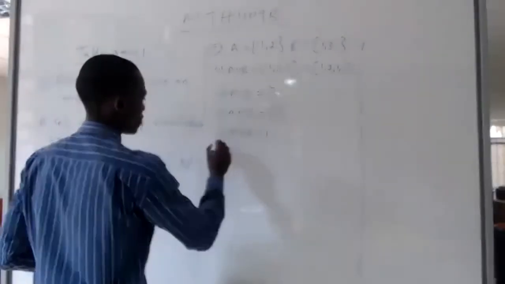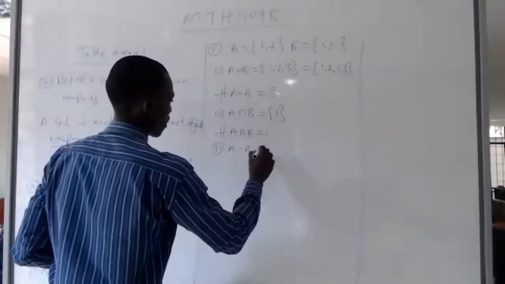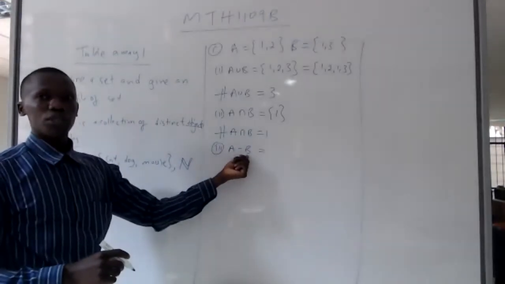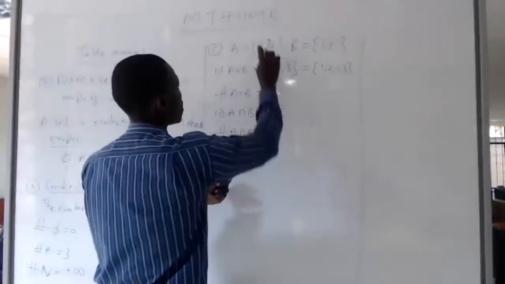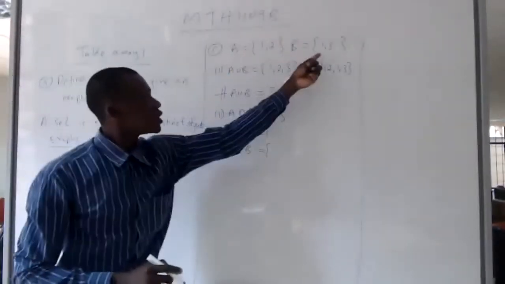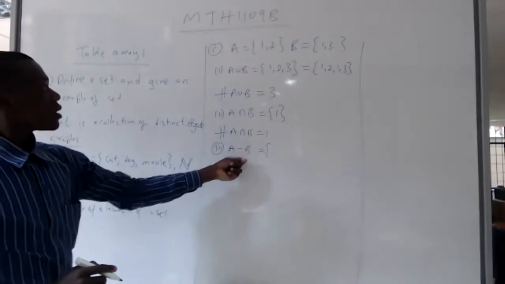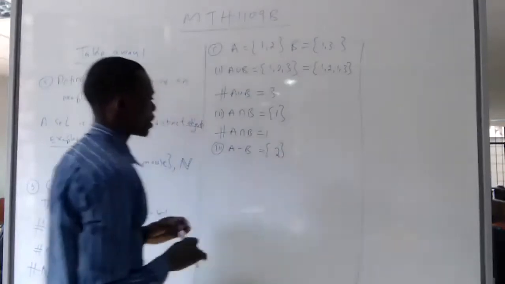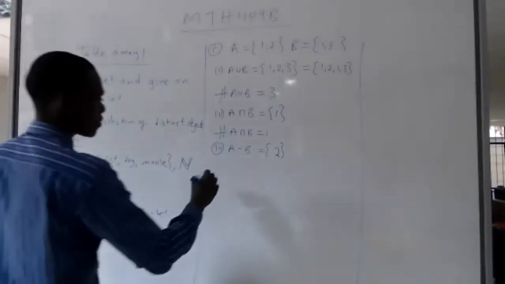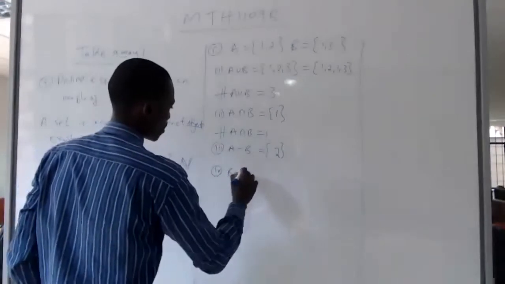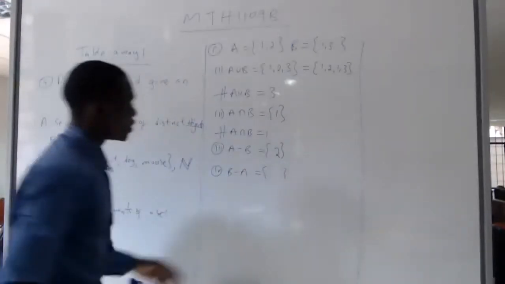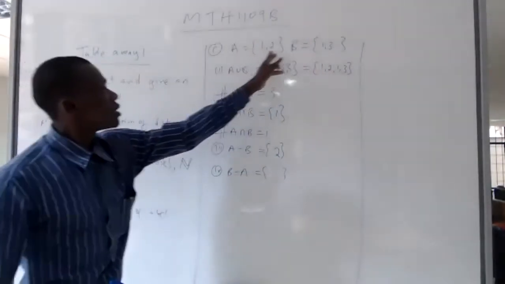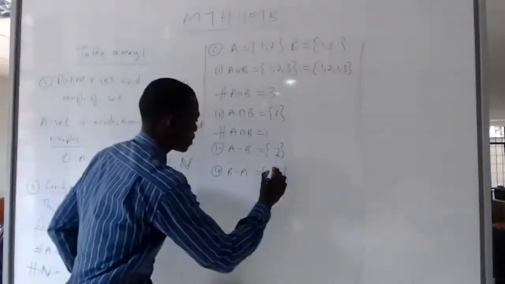And then set difference, A minus B. These are elements which belong to A but do not belong to B. The element 1 belongs to A and belongs to B, so it will not be in this difference. The element 2 belongs to A but does not belong to B, so 2 is in that set. And then B minus A: now we start from B, elements which are in B but not in A. 1 is in B but is in A, 3 is in B, not in A, so this will contain 3.